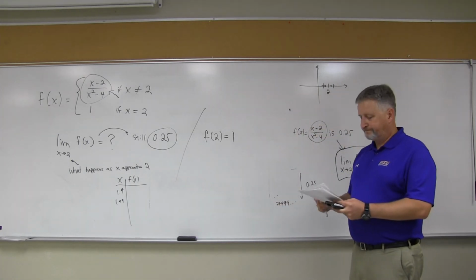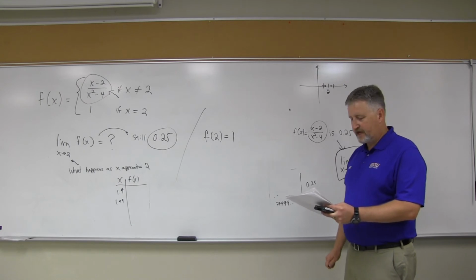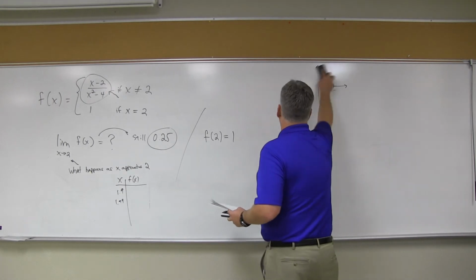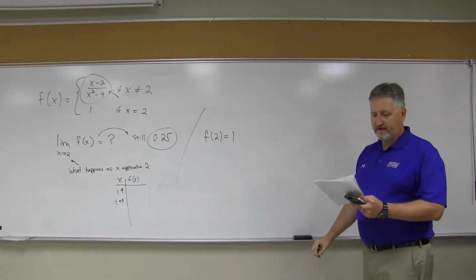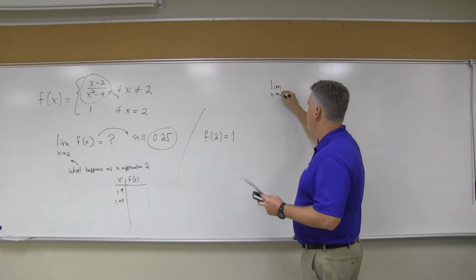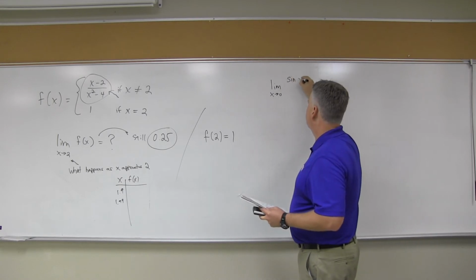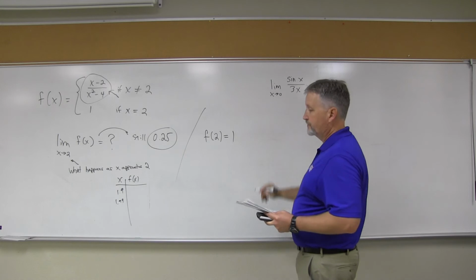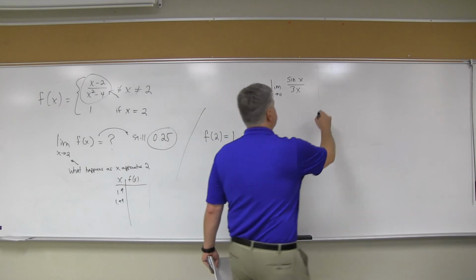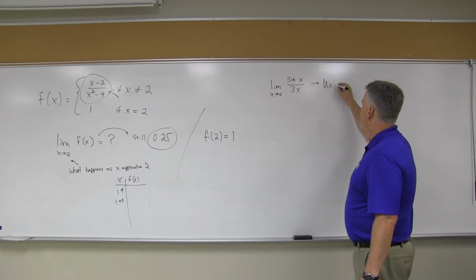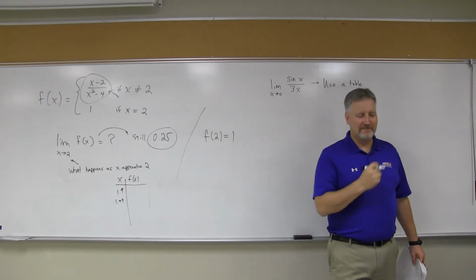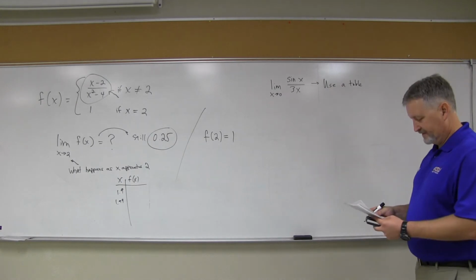All right, now let's do another one. Okay, so let's say I've got the limit as x approaches 0 of sine of x over 3x. Sine of x over 3x. So let's evaluate this. Let's use a table. That's all we know right now. We're going to get a few other ways in a moment.